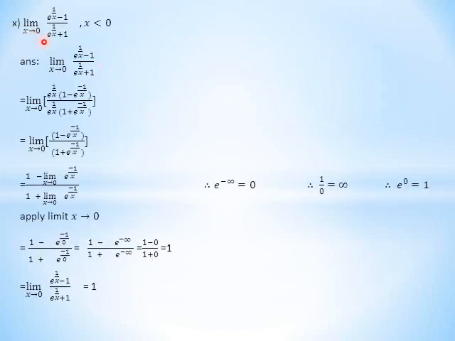Now again the same concept. First of all, please look at this. e raised to the power minus infinity is 0, 1 upon 0 is infinity, and e raised to the power 0 is 1. Okay, remember these phenomena.